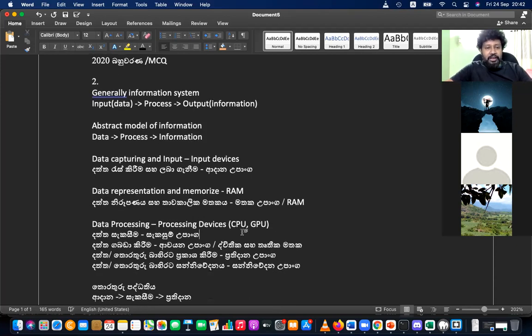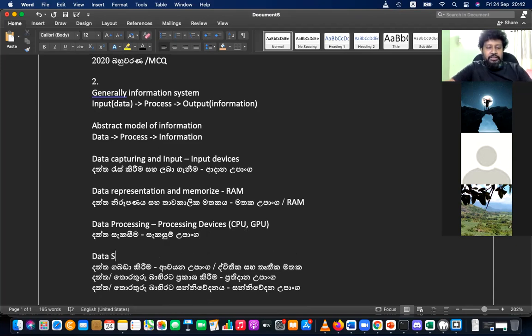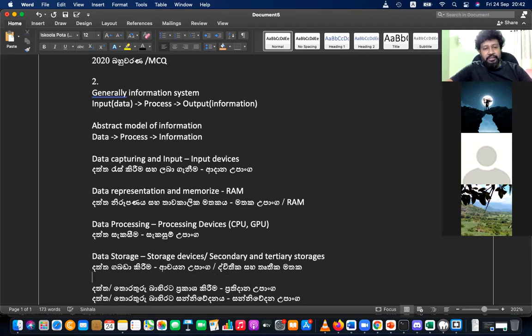And then after that, data storage. That is for long-time storage. You have storage devices for long-time use. We call them secondary and tertiary storages. And then after that, you need to express the feedback, basically present information. That is done by using output devices.